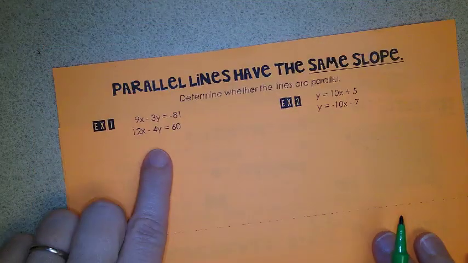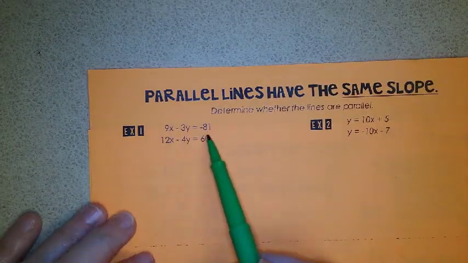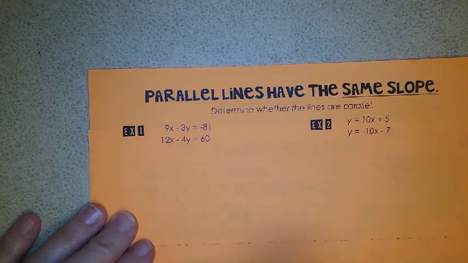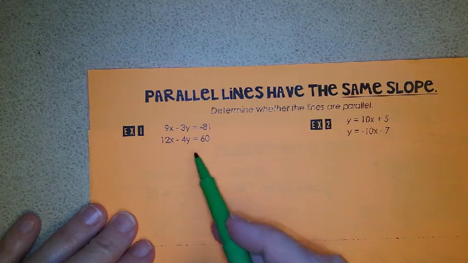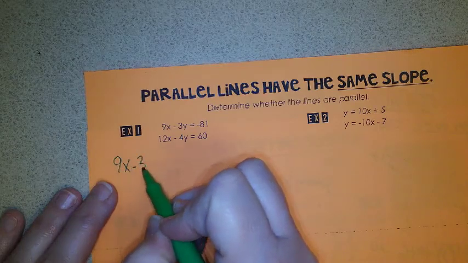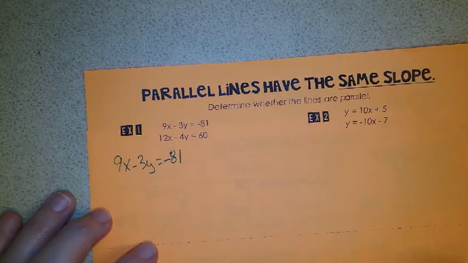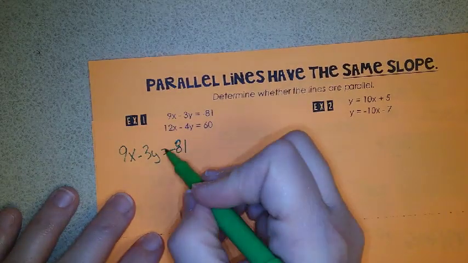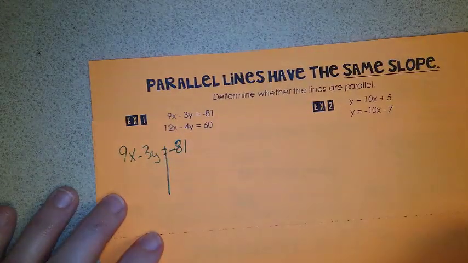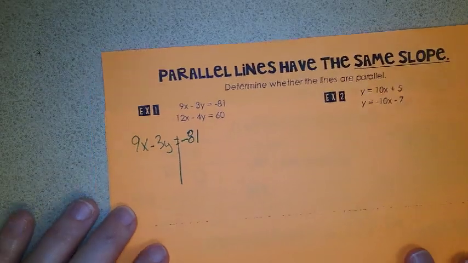So for these examples here, if I want to figure out what the slope is, well, are these equations in y equals mx plus b form? That's the question. No, they're not. So I can rewrite them over here, and I can solve for y to figure out the slope of the line, and to determine if these two lines have parallel slopes.